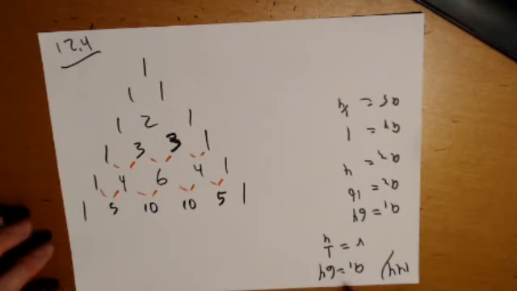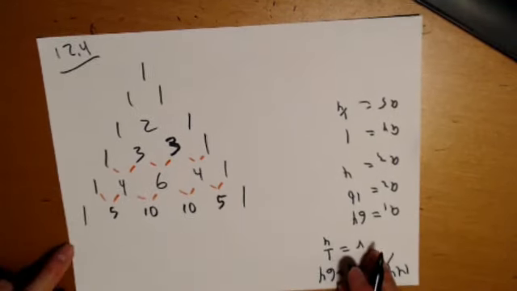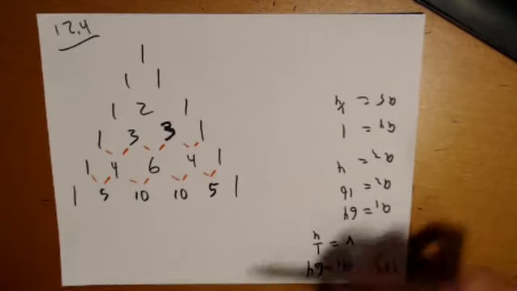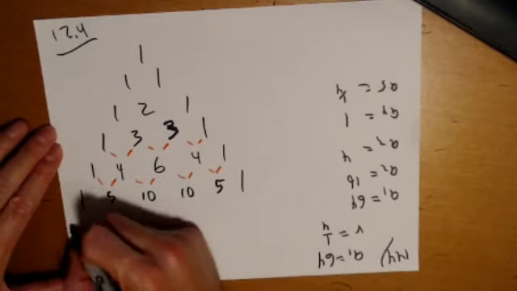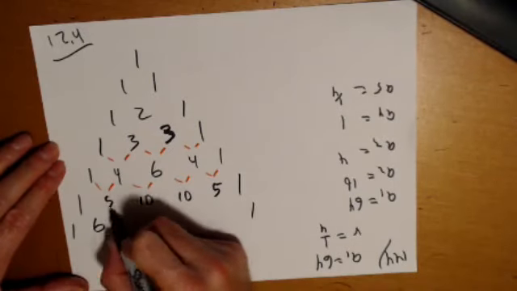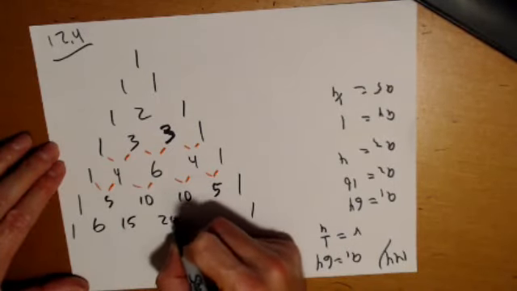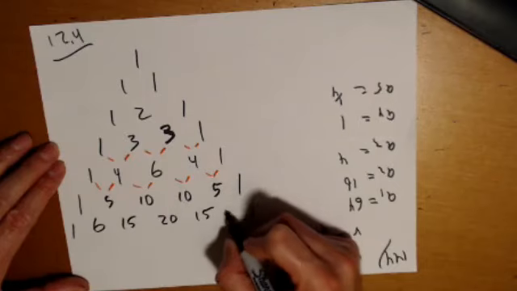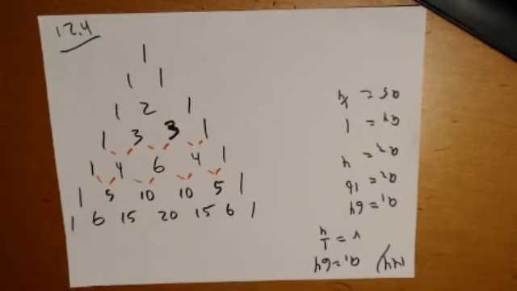Okay, why don't you do the next row for me? Go ahead and hit pause. Okay, no one did that. Great. 1, 1. 1 on the far left, 1 on the far right. Add, add, add, add, add. Okay, so that's called Pascal's triangle.